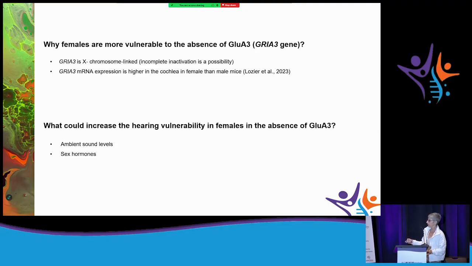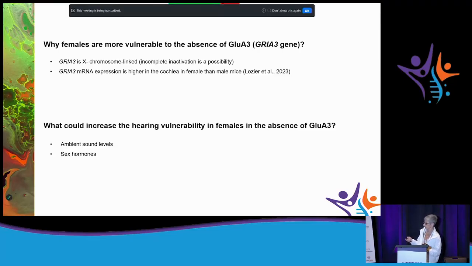So one thing, potentially, we know that GRIA3 is an X chromosome linked gene, so a potential incomplete inactivation is a possibility. In human fibroblasts there is incomplete inactivation, we know that. And then we know that the RNA, the GLUA3, is higher in the female at the spiral ganglion neurons, but it doesn't really explain that potentially. The other thing that there could be is the sound levels. So again, this facility was very highly noisy. So the question is if we decrease that ambient sound, whether we are able to reverse the phenotype. And the other could be potentially sex hormones.